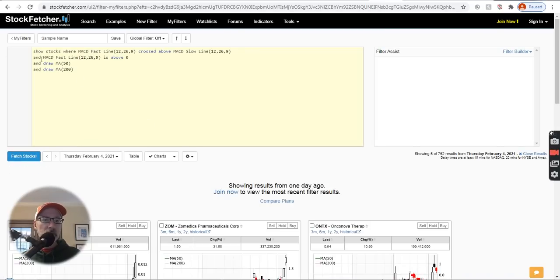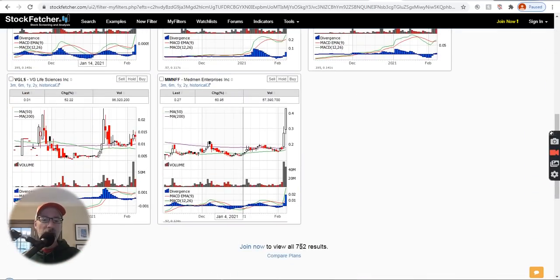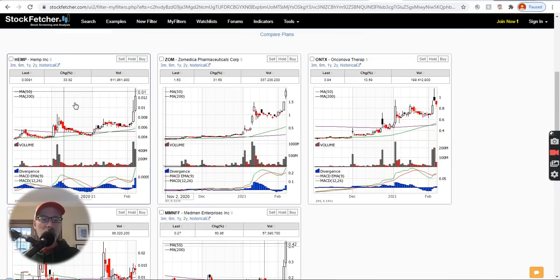What happens is it'll show you the actual language that they use to find these stocks. It says show stocks for MACD with a fast line, and it shows you the parameters, where the MACD line crossed above the MACD slow line. And it says, draw the 50-day moving average and draw the 200-day moving average. Now you scroll down here and it'll give you the top five picks out of 752 results. I'm not sure if these are the top ones.